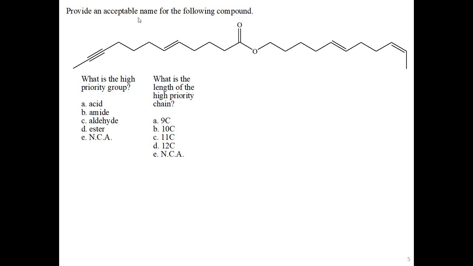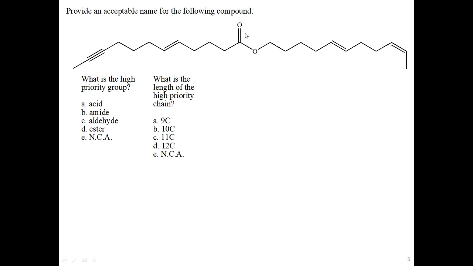Okay, so let's take a look. First off, what's the high priority group? I have a list here. You can think about it. What's it going to be? Acid, amide, aldehyde, ester, or no correct answer. When I look up here, I don't see anything special except this part right here, the C double bond O and then an R group. This is called an ester group.